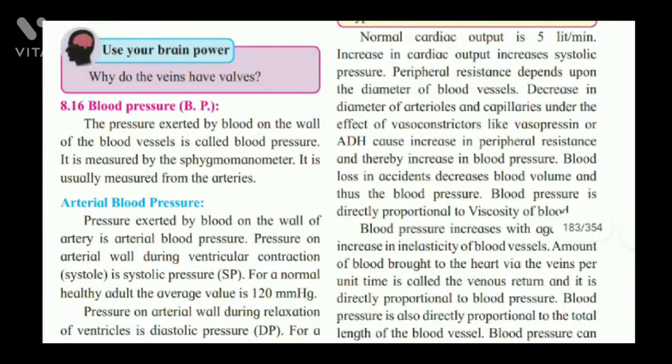Come to blood pressure. The pressure exerted by blood on the wall of the blood vessel is called blood pressure. It is measured by sphygmomanometer.